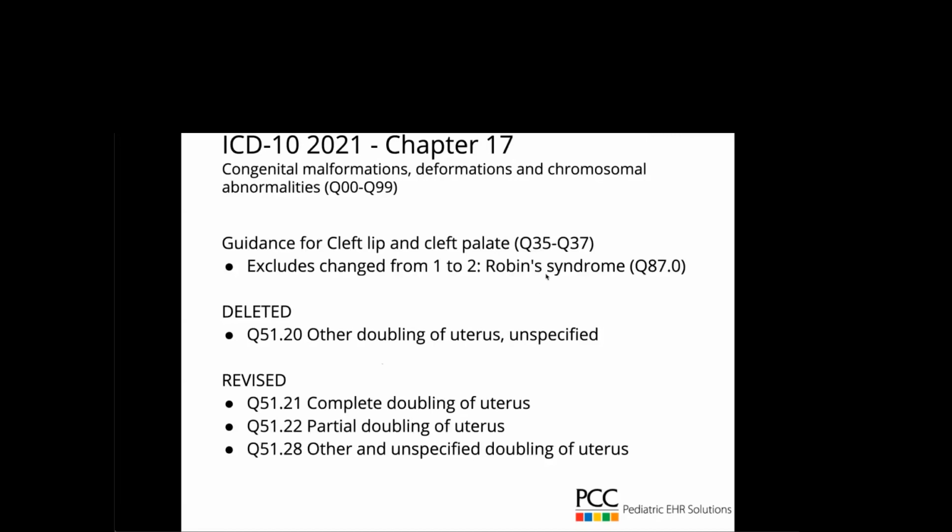Robbins syndrome used to be completely excluded. There was an Excludes1, so it was intended never for Robbins syndrome to be coded alongside any of the Q35 through Q37 codes, and that has changed to typically not. So the difference between those Excludes1 and Excludes2: Excludes1, you never bill these together. Excludes2, it's not typical to bill these together. And if you do, they're probably unrelated to one another, but they are not mutually exclusive. It's not a case where you couldn't have both. It's unlikely, but you could have them. That change was made to the Q35 through Q37 series.